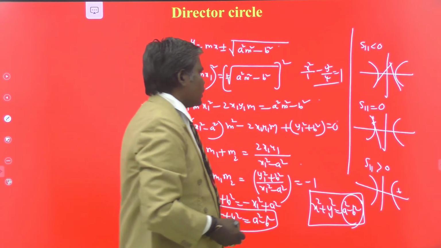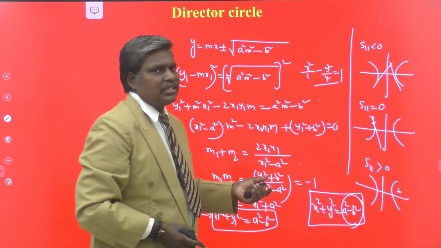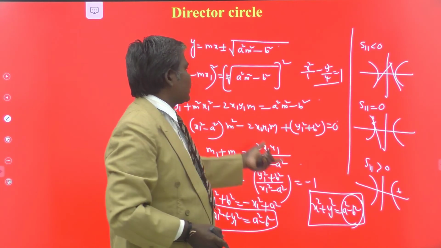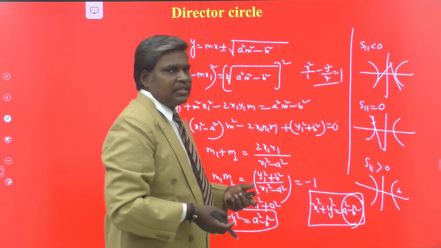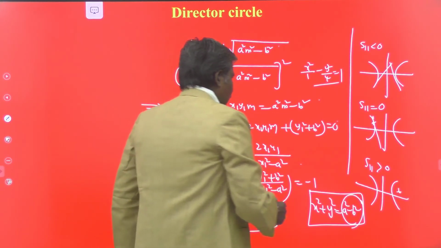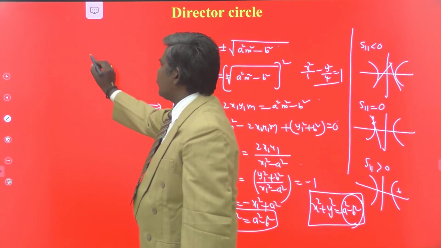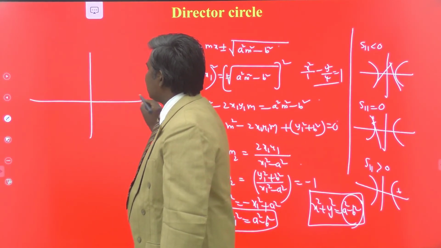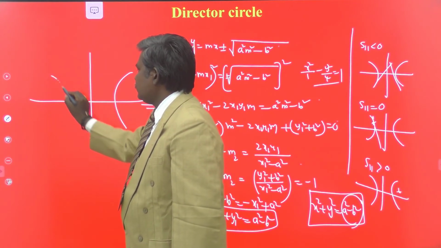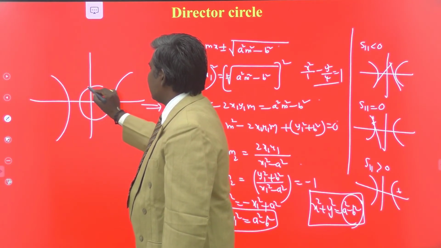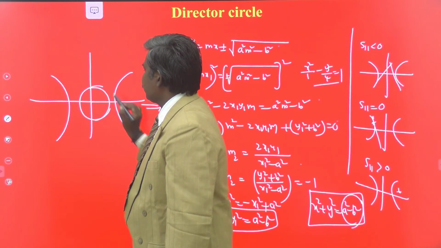No, it is not a real circle. Some of the hyperbolas may not possess the director circle; sometimes it does. So what is that? x square plus y square is equal to a square minus b square. This is always less than a units. So the director circle may be in this manner.